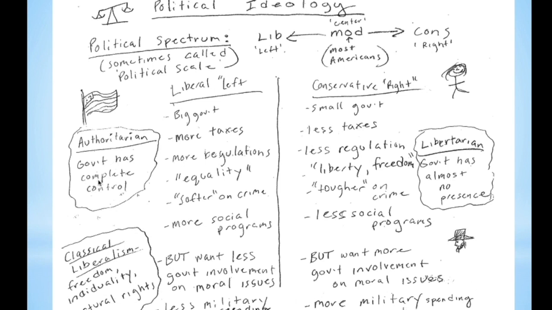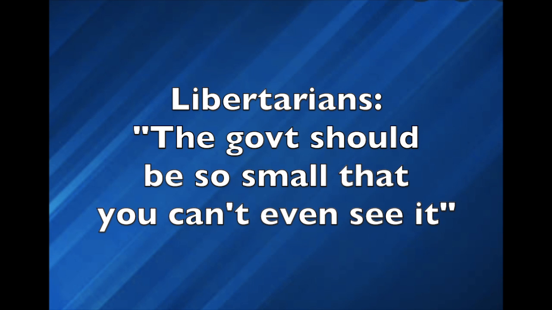Some other things here on the side: authoritarian, which would be further left than liberal, where the government is in complete control of everything. Classical liberalism, which we'll talk more about in a moment. Libertarians, you might remember, believe there should be a small government on both economic and social issues, and government should famously be, according to libertarians, so small that you can hardly even recognize it.